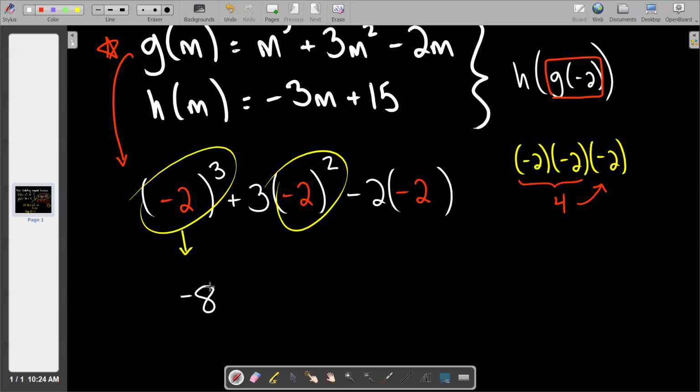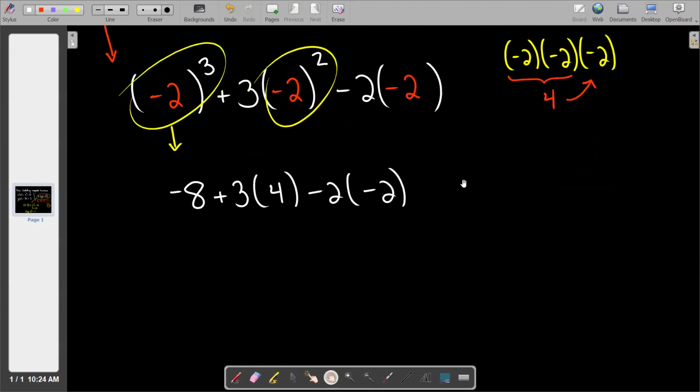Okay. Now, the second yellow circled thing is -2 squared. What does that equal? +4. It does equal +4. So I'm going to copy down the +3 times +4. And then I'll just copy down the -2 times -2.